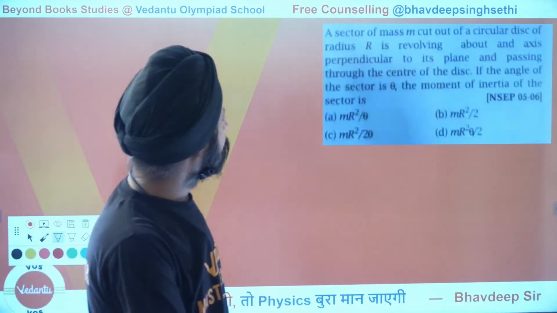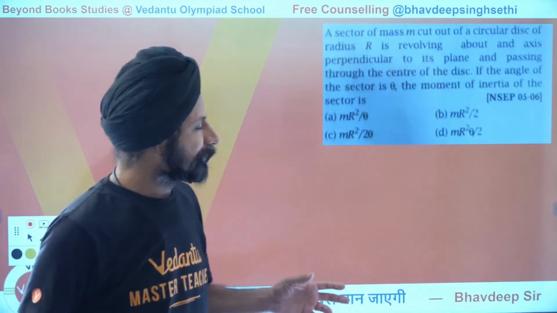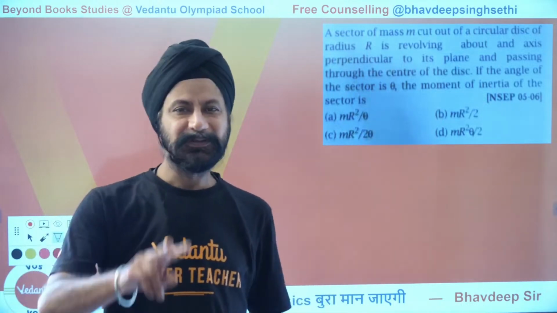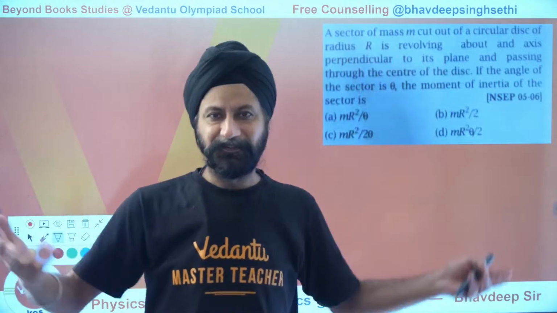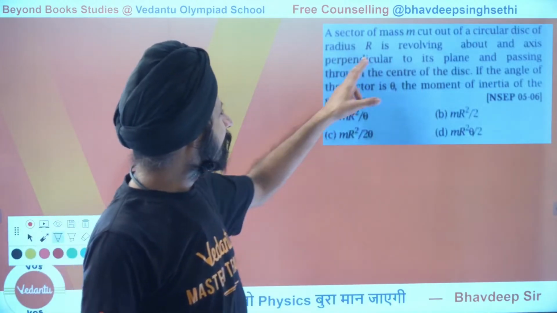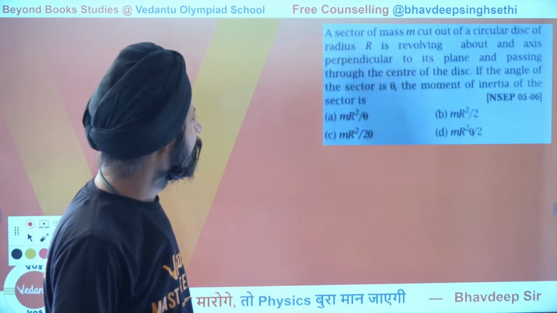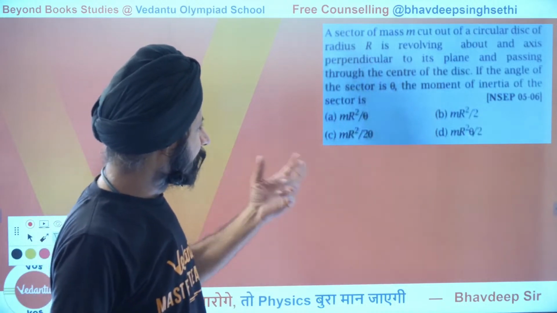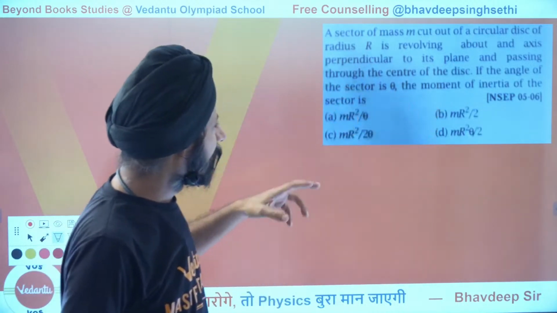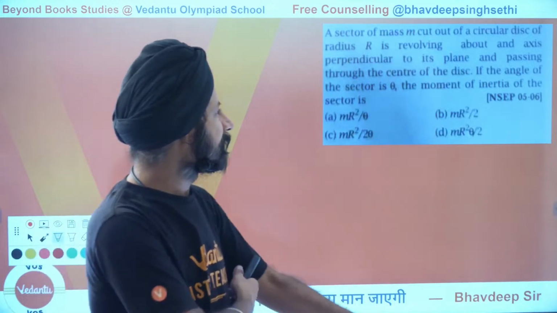A sector of mass m. I like this question because it's so beautiful that it can be solved in 2 seconds. But still, we'll follow the entire process here. A sector of mass m cut out of a circular disk of radius r is revolving about an axis perpendicular to its plane and passing through the center of the disk.